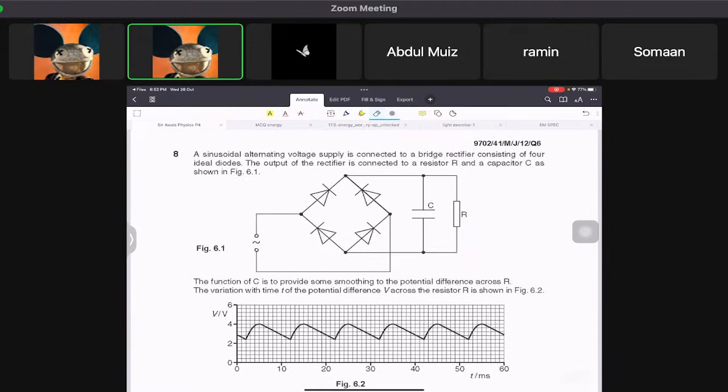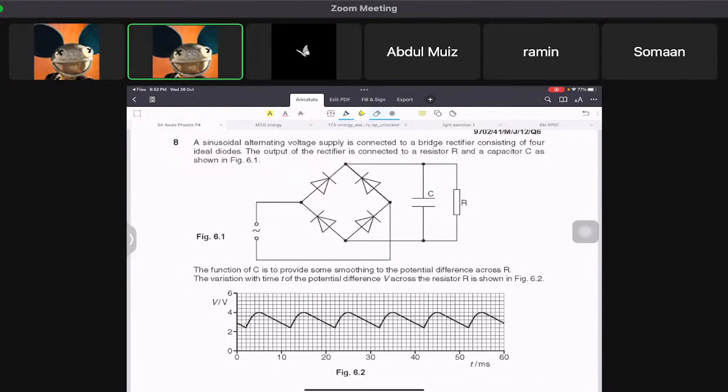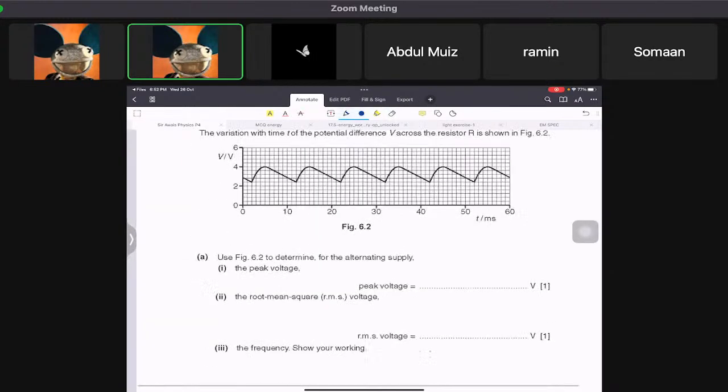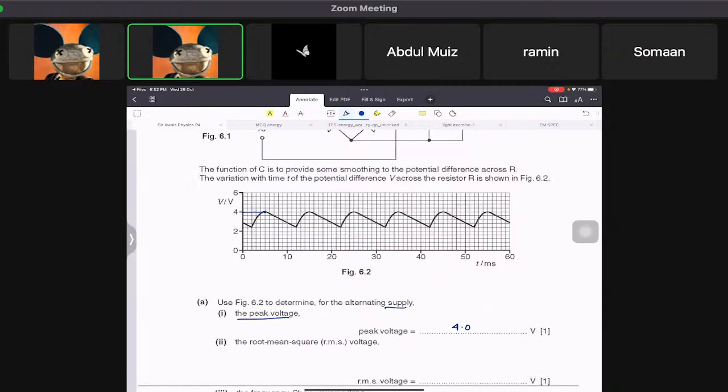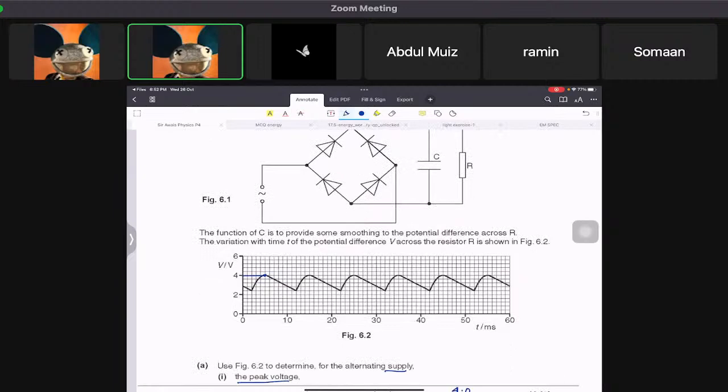This time they've given you the smoothing circuit. They say determine the alternating supply, the peak voltage. What is the peak voltage? We can definitely see from the graph it is this peak. So you're going to say it's 4.0 volts. You get my point?